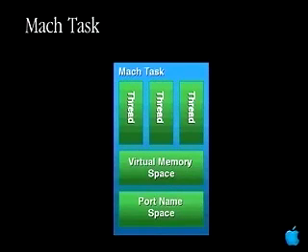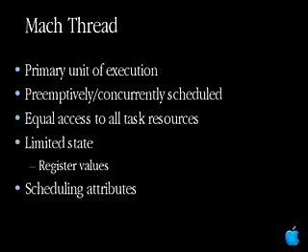But inside a Mach task, you have multiple threads executing in a single task, sharing a virtual memory space and a port namespace. The thread is the unit of execution in Mach. They're preemptively scheduled against each other. This is how Mac OS X gives you preemptive scheduling. Mach does all of the scheduling work for those threads. Carbon and Classic don't have to do their own scheduling work. Again, they have equal access to the system resources.